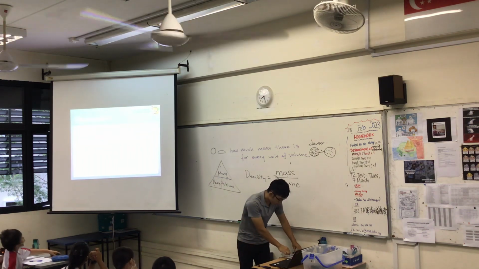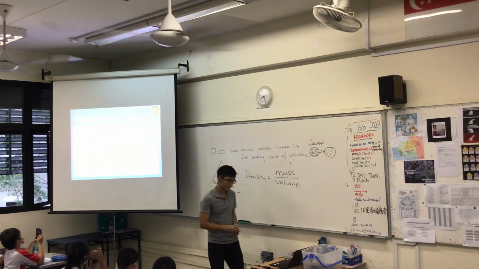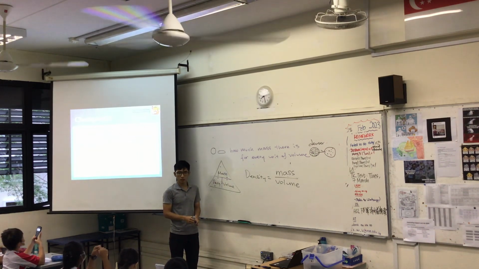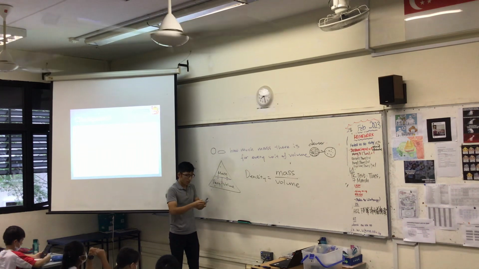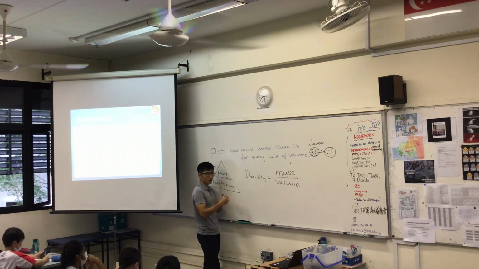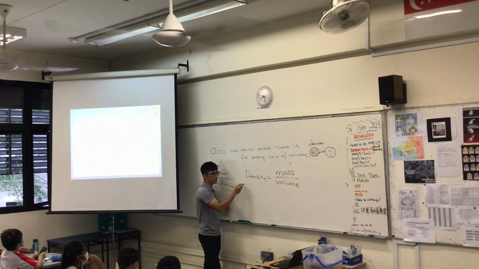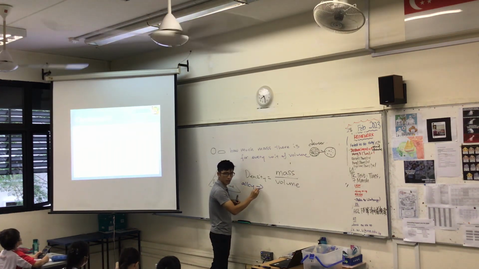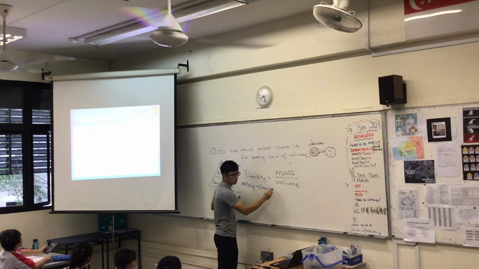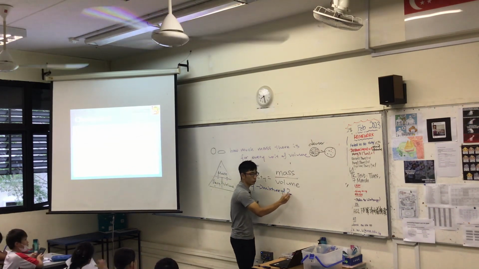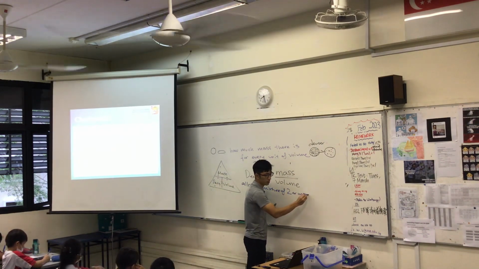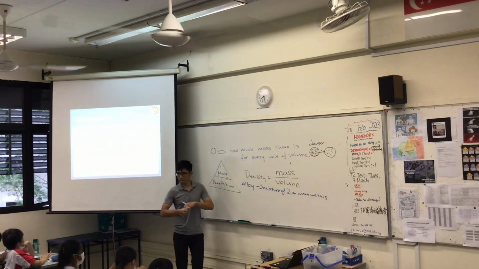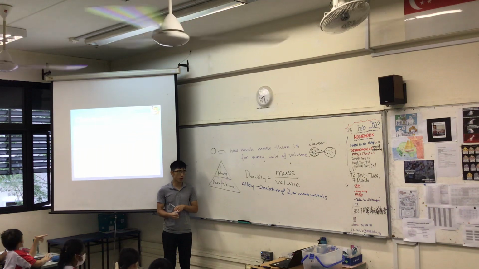I'm going to illustrate this question on the whiteboard. Do you know in primary school what an alloy is? You put two metals and mix them together. This is what an alloy is. You can write this down, the definition of an alloy. An alloy is a mixture of two or more metals. That's what an alloy is.